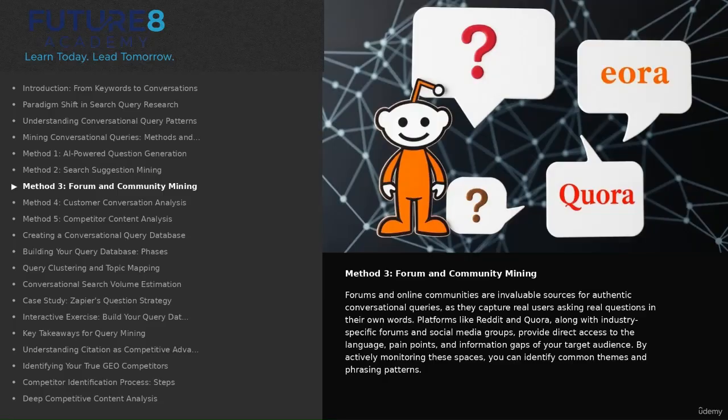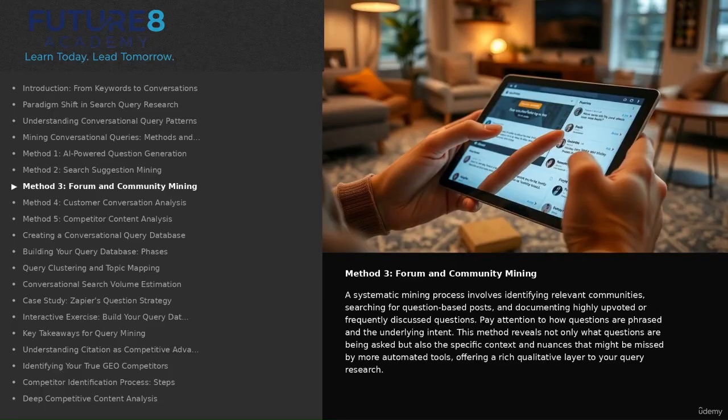By actively monitoring these spaces, you can identify common themes and phrasing patterns. A systematic mining process involves identifying relevant communities, searching for question-based posts, and documenting highly upvoted or frequently discussed questions. Pay attention to how questions are phrased and the underlying intent. This method reveals not only what questions are being asked, but also the specific context and nuances that might be missed by more automated tools, offering a rich qualitative layer to your query research.